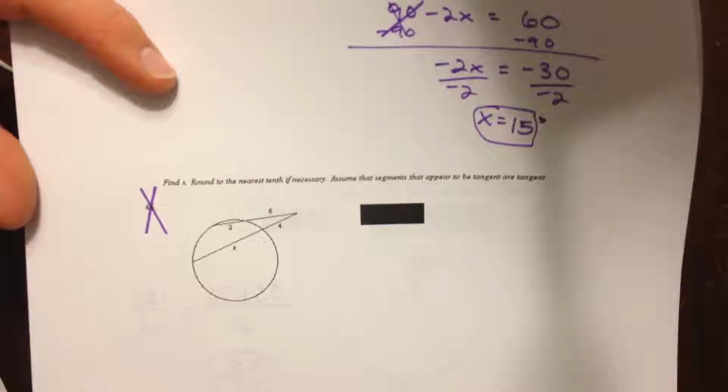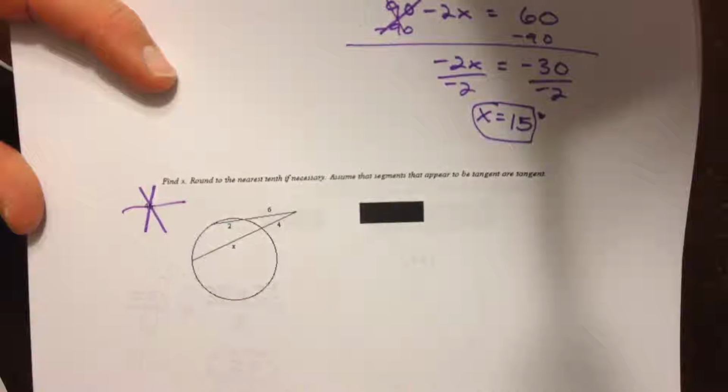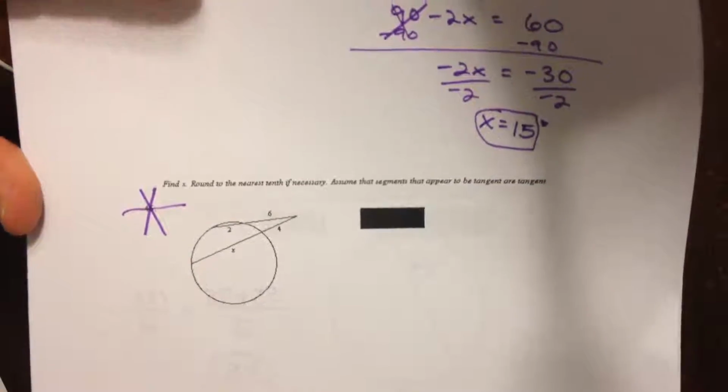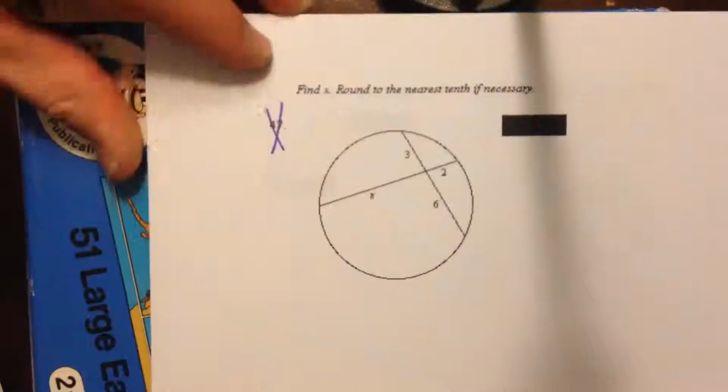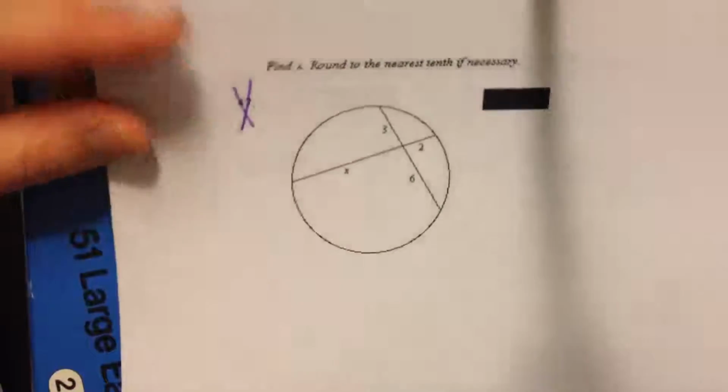Okay, number 46. We did not do this. So we skipped some things in chapter 5. So cross that out. Same thing with 47. We did not do that, so cross that out.